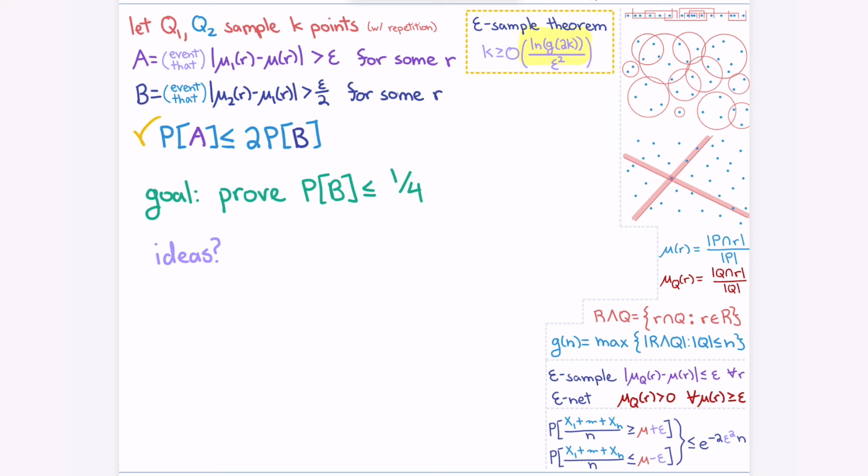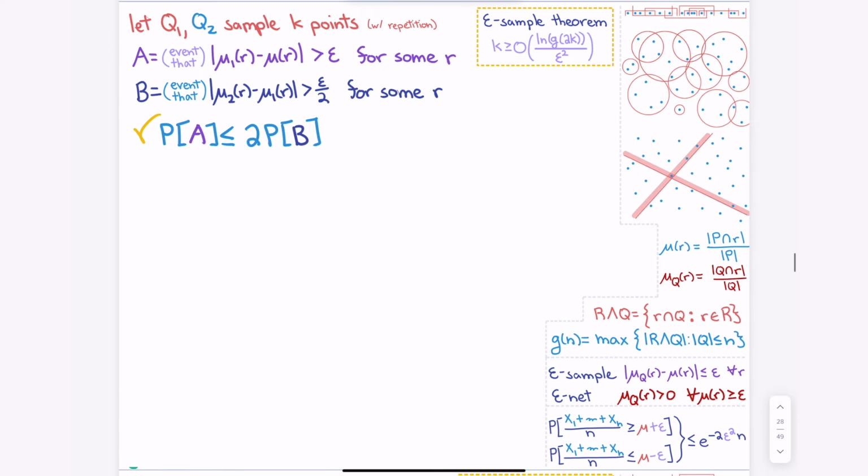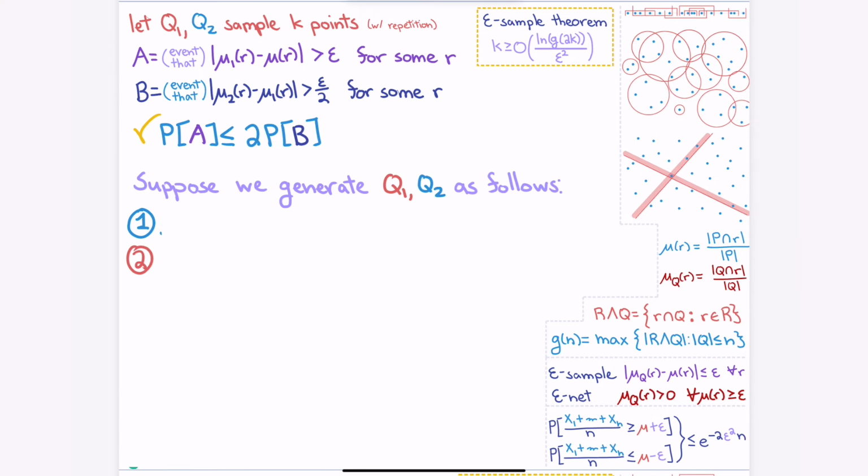Okay, so one way to generate a sample q1 q2 is to sample k then sample k. What's another way? Or take turns, one, one, one, one. Okay, what's another way? Sample 2k. Okay, so we're going to generate as follows. First, we're going to sample 2k points, q0. What does that do for us?